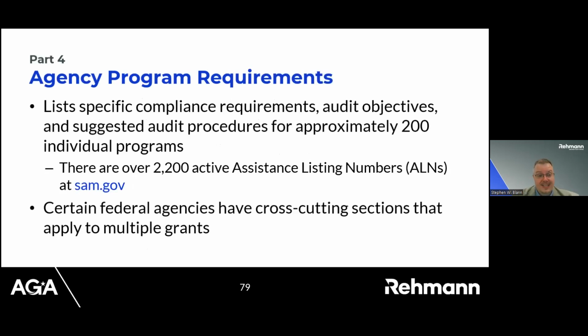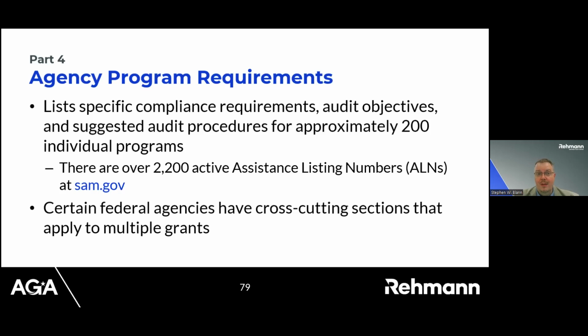Part 4 is an area that gets updated each year, and there are always a number of new programs that are added. There's about 200 programs this year, which is consistent with the past. Some get added, some get taken away. That's just sort of how that works. But of the 200 programs that are listed in the compliance supplement, that's less than 10% of the active federal awards that are scheduled out at sam.gov. So auditors will not be able to find every program there, but the goal is the programs that have the largest dollar amount, the most number of recipients, those are the ones that tend to be in the compliance supplement.